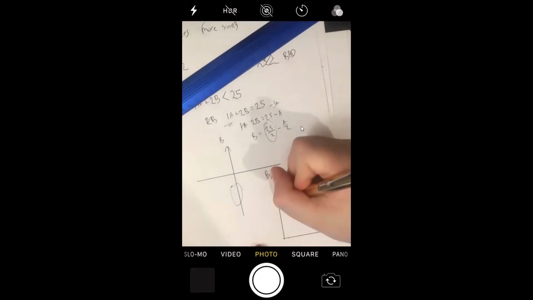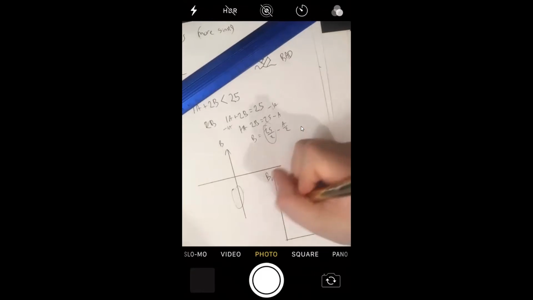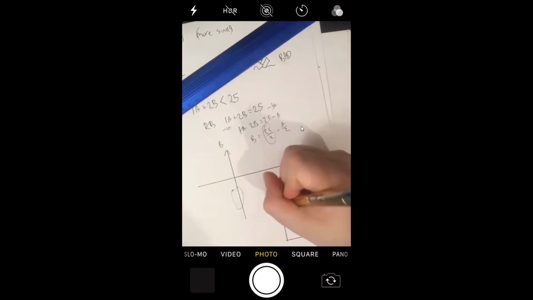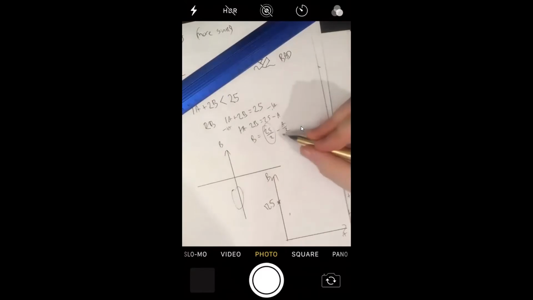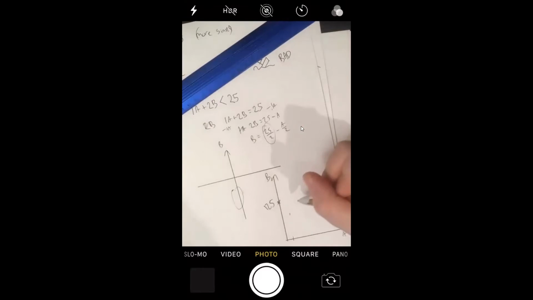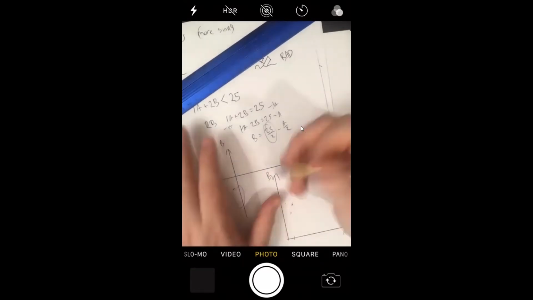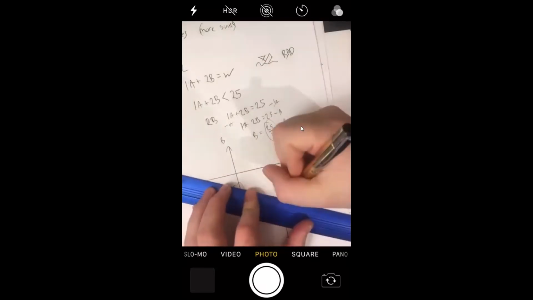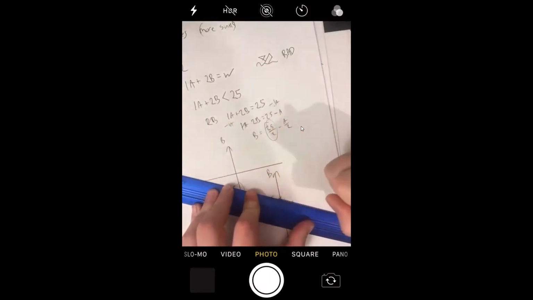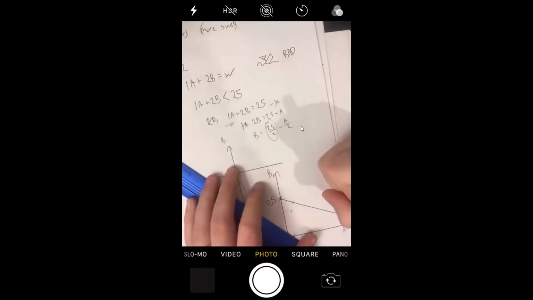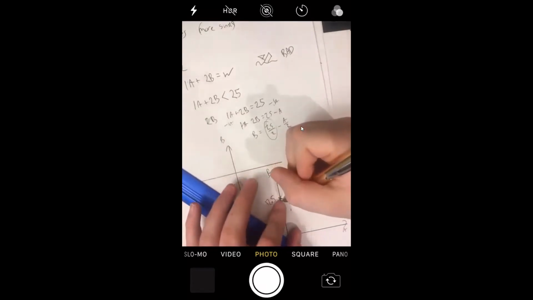So 25 over 2 is, let's go here, 12.5. And then here we've got a gradient of a half. That means we go across 1 and down, across 2 and down 1. So that gives us this point here, which is going to be 11.5 or whatever. The graph is going to look like this. Obviously, we're not going to go past here.